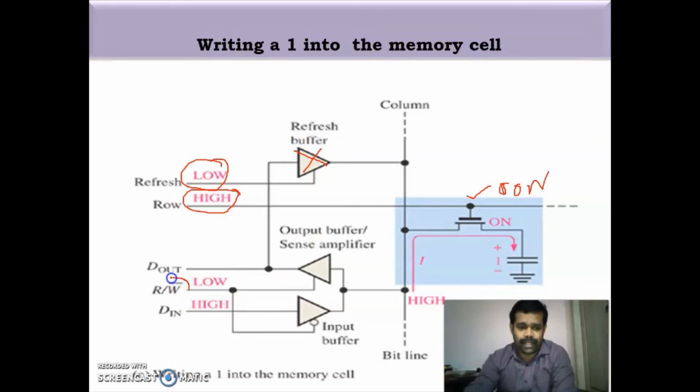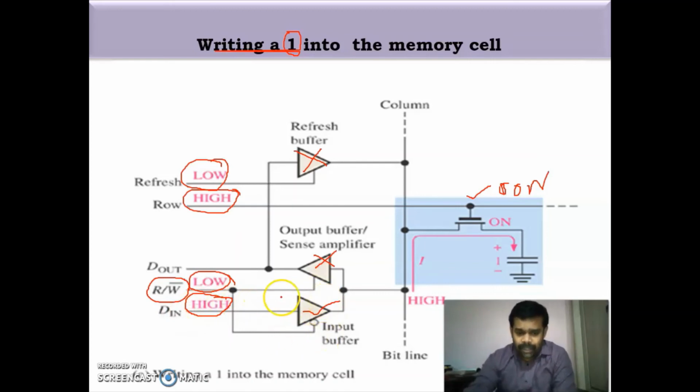Similarly, we make the read write line low. Making the read write line low disables the output buffer and enables the input buffer. Here we are going to write a 1 into the memory cell, so we give data in as high.